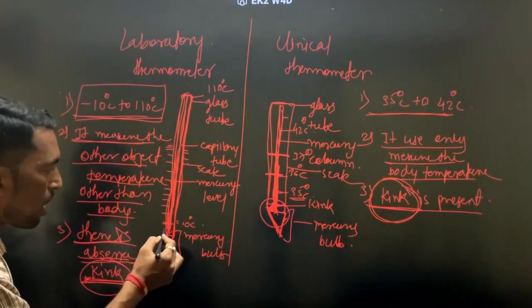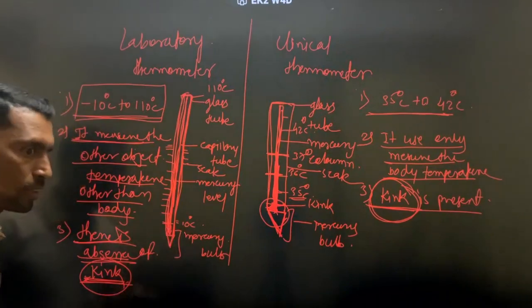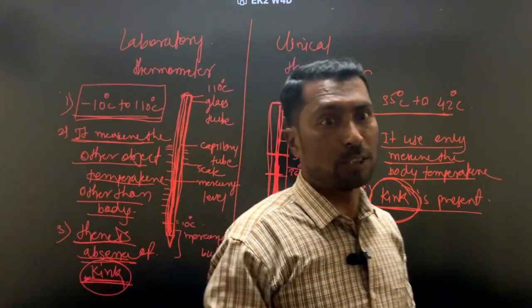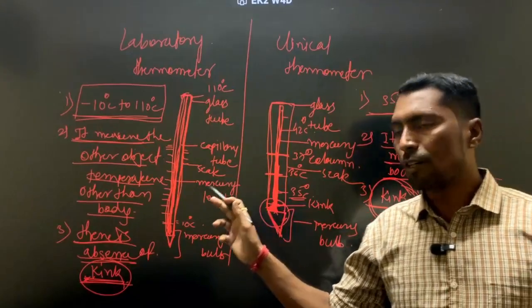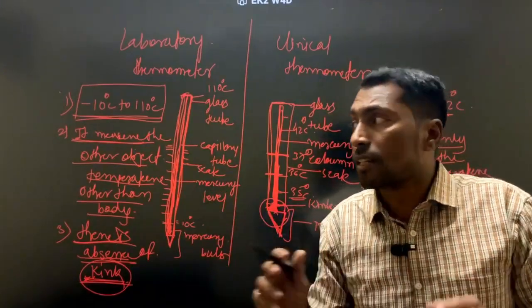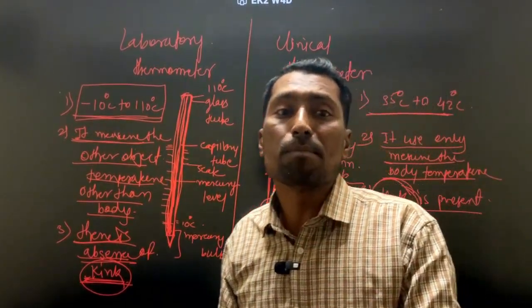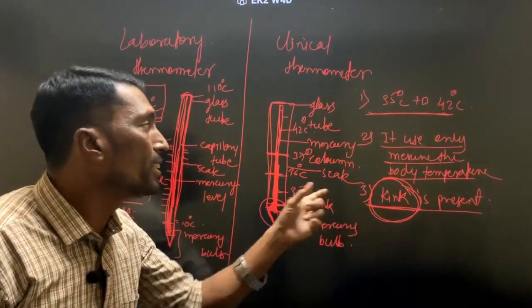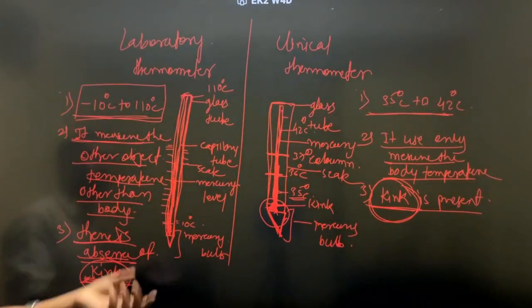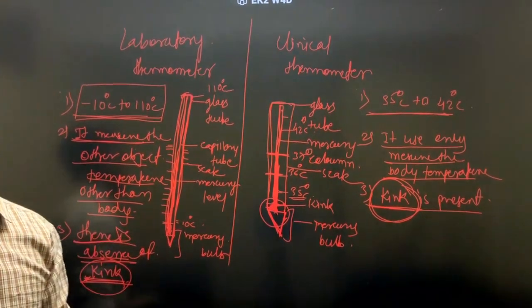But what about the laboratory thermometer? Kink is not present because we cannot measure the body temperature with it. Can we measure body temperature here? No, we cannot measure the body temperature. Due to that, the kink is present only in the clinical thermometer. In the laboratory thermometer, there is a lack of the kink.